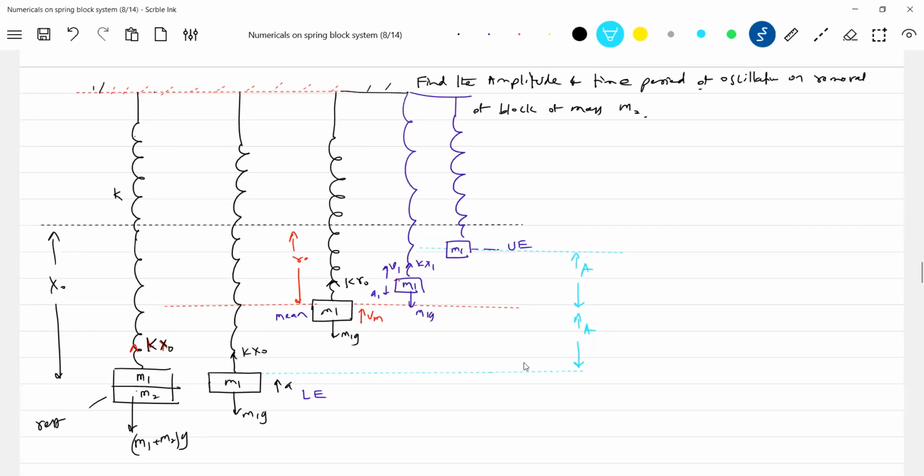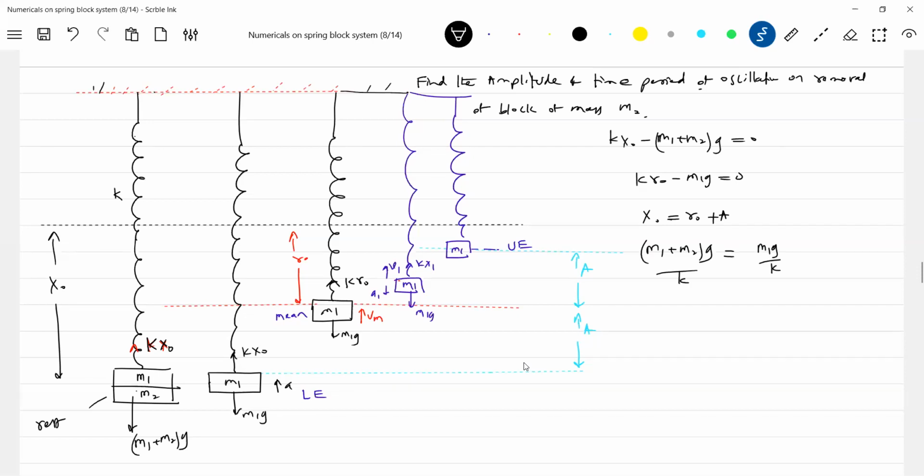Okay, let's write kx naught. What is kx naught equal to? What is k r naught? What is amplitude? Looking at the diagram, it is x naught minus r naught. So what is x naught equal to? It is r naught plus A. What is x naught? (m1 plus m2)g by k. What is r naught? m1g by k.